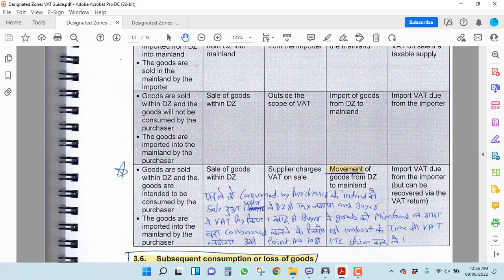Goods are sold within DZ, okay, and the goods will not be consumed by the purchaser. Okay, sale of goods within DZ is outside the scope of VAT, because the place of supply is DZ here. The second thing is goods are imported into the mainland by the purchaser. Import of goods from DZ to mainland, import VAT will be applicable.